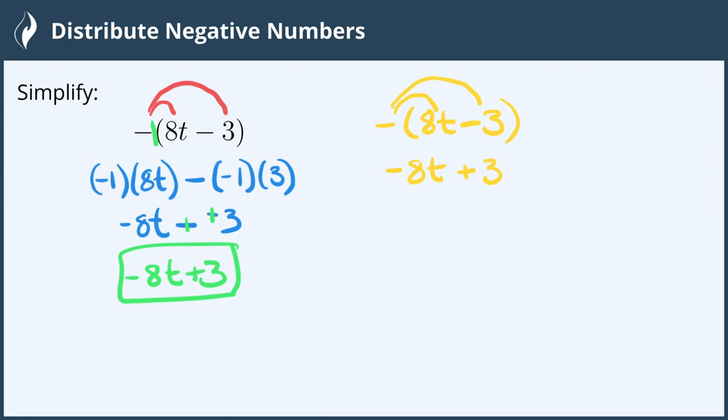You could also change this to the inside of being add the opposite here, and therefore you see it as a negative 3, and you think of it as the opposite of negative 3, which is positive 3. Either way that you prefer would work great because we will get the same answer of negative 8t plus 3, and we're all done.